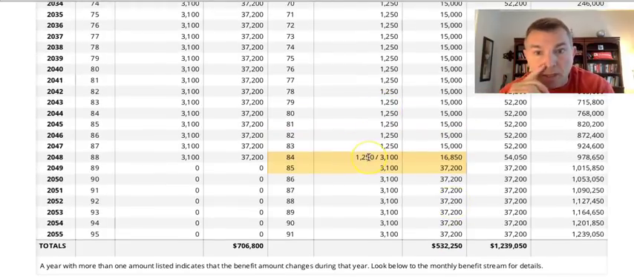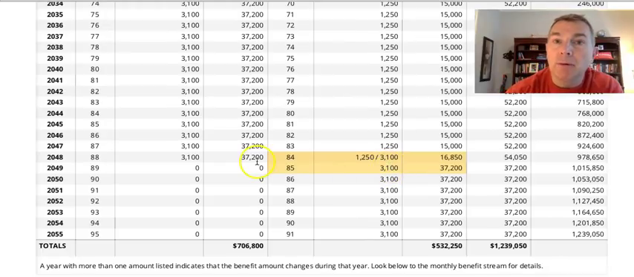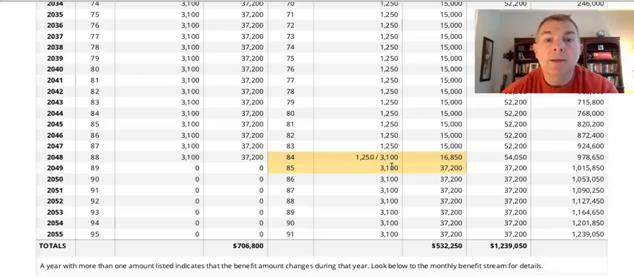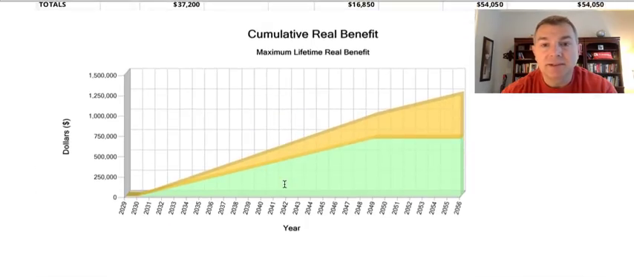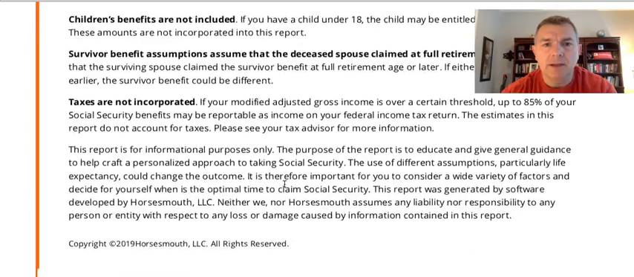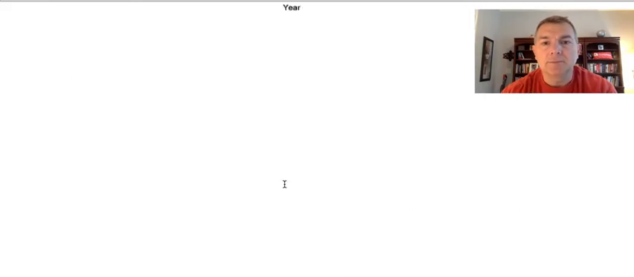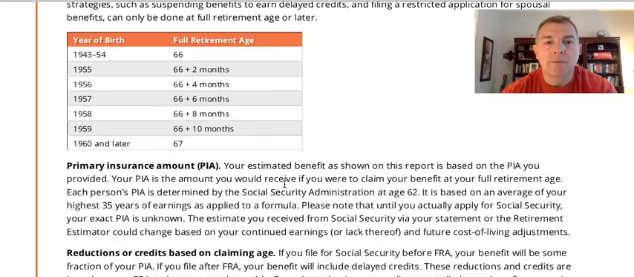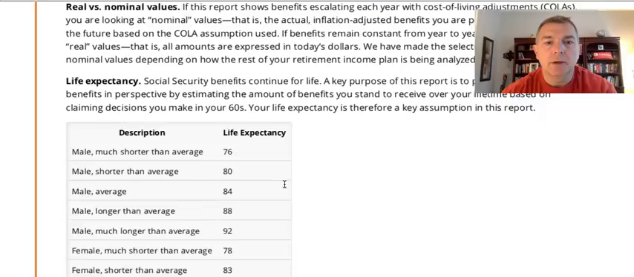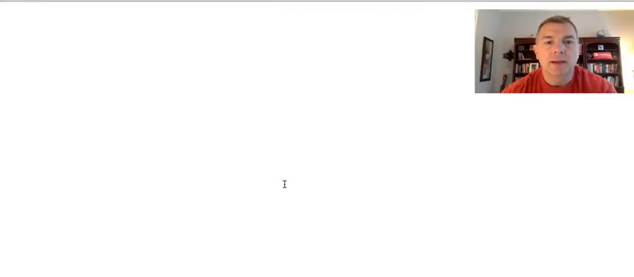Now here, when I die, she'll transition to what I was receiving before. So she'll sacrifice her spousal benefit of $1,250 and instead get my full benefit when I die, which is $3,100. And that's just a smoking deal. I guess that's pretty much it. So we can look at all these different scenarios and say, okay, what's the benefit? Let me show you right quick. What's the best benefit right here?